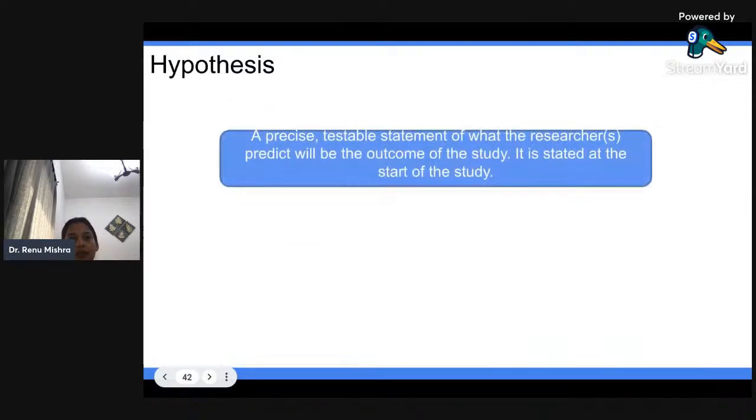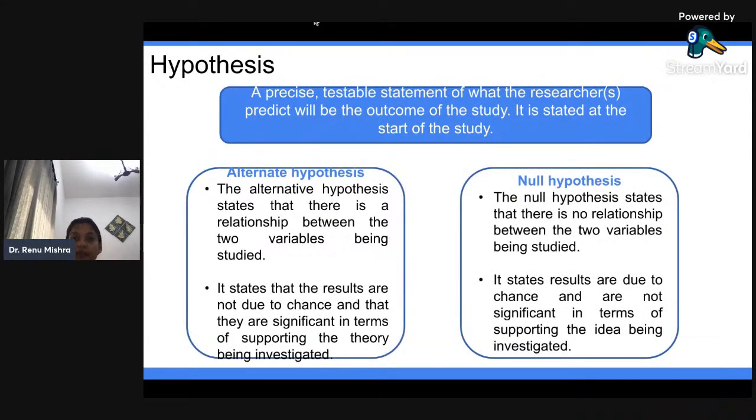Okay, now let's talk about hypothesis, one of the very important aspects of your research. As I told you, any statement which you want to test in your study is a hypothesis. The statement which is precise, simple, and can be tested, most importantly, can be tested, is called a hypothesis, with which you begin your research. Now, alternative hypothesis means there is a relationship between two variables. When you talk about null hypothesis, there is no relationship between two variables.